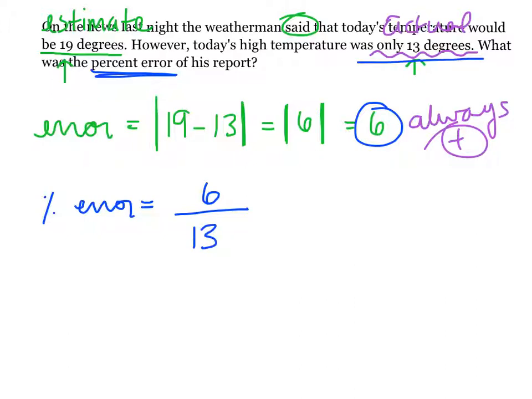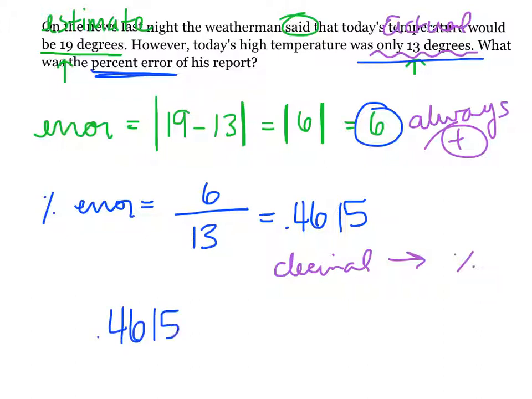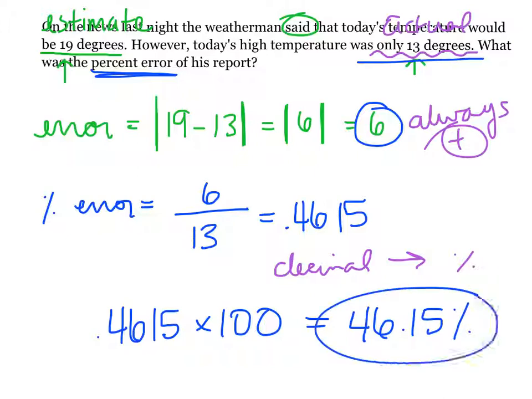When we figure it out, 6 divided by 13 equals 0.4615. However, remember, this is a decimal. We need to go to a percent. And in order to do so, we know we take our decimal, 0.4615, times 100 to make it a percent, and we end up with 46.15%. And so his percent error was off by about 46%, and that's not a very accurate prediction of the weather.